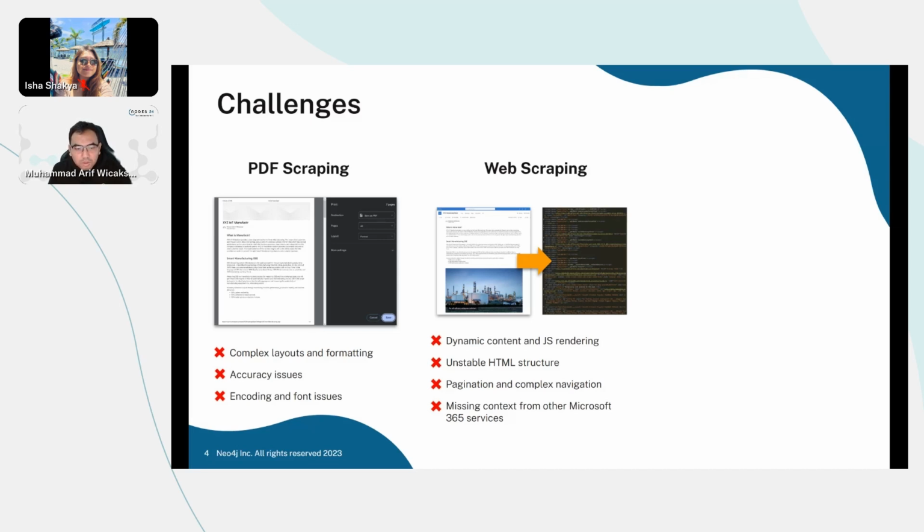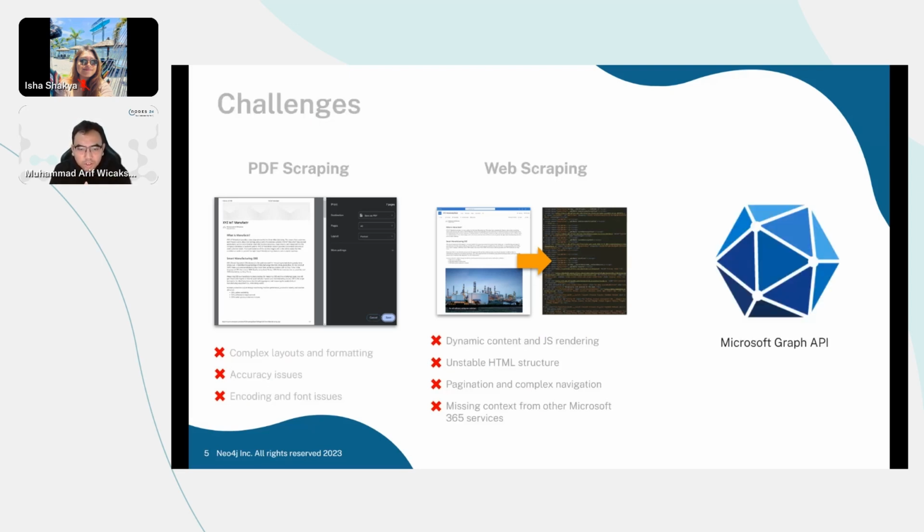Another approach is to scrape the web page directly. This is better than scraping PDF, but we also have another set of problems. Firstly, the HTML structure might change anytime, thus breaking our script. Secondly, it is not easy to work with dynamic content and JavaScript rendering. And last but not least, we can only get information presented in the HTML. We miss additional context from other Microsoft 365 services.